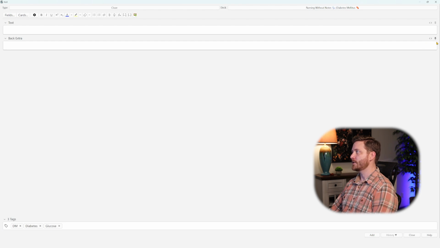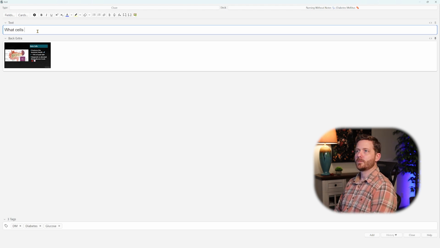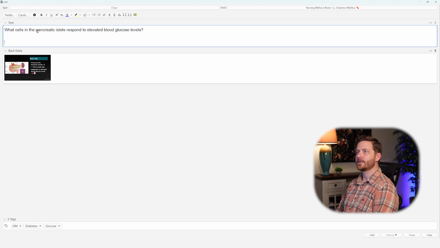We're going to toggle our sticky on down here, and I'm going to take a screenshot of our beta cells PowerPoint slide. I'm going to add it down here below. And let's make ourselves a question. What cells in the pancreatic islets respond to elevated blood glucose levels? Those would be beta cells. And I'm going to double click here. I'm going to close that off.